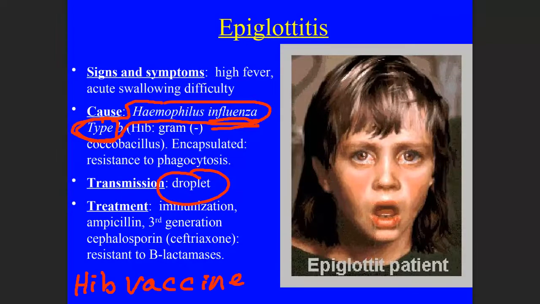Does anybody remember what other disease Haemophilus influenzae type B can cause in addition to epiglottitis? It should have been on your list. Yes, meningitis. There's a type of childhood meningitis that this bacteria can cause. So when a baby's vaccinated against it using the Hib vaccine, it protects them from getting epiglottitis, and also that type of meningitis caused by this bacteria.